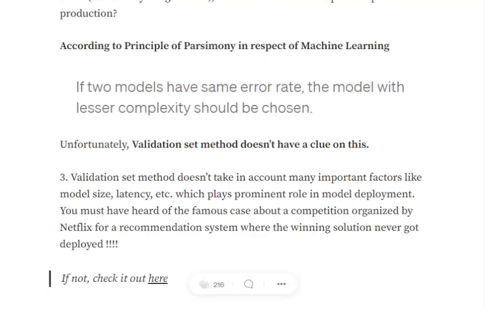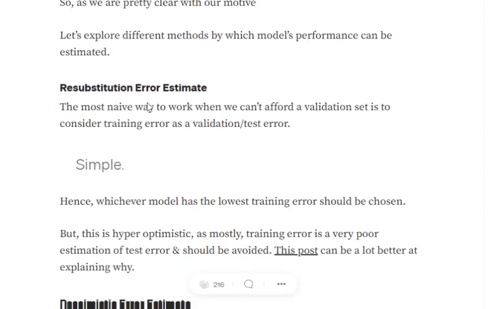There was a competition held by Netflix that you must have heard of, where the prize-winning model just wasn't deployed because of its humongous size. So all these points show how a validation dataset can be a failure at times, and we should have different methods alongside it for test error estimation, and not just a validation dataset. So let's understand what the different types of methods are.